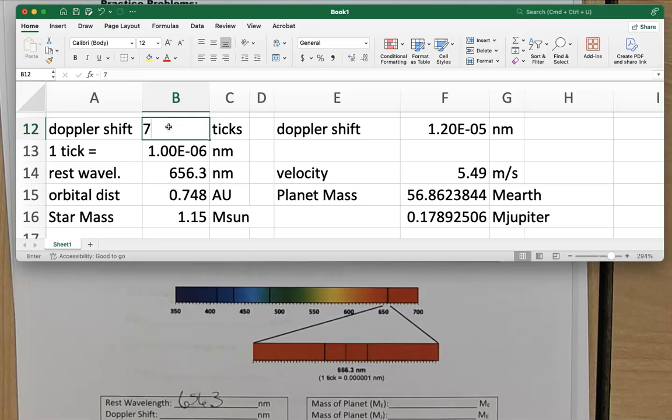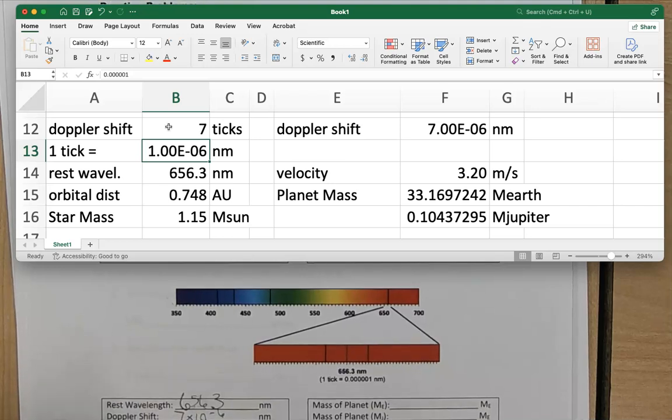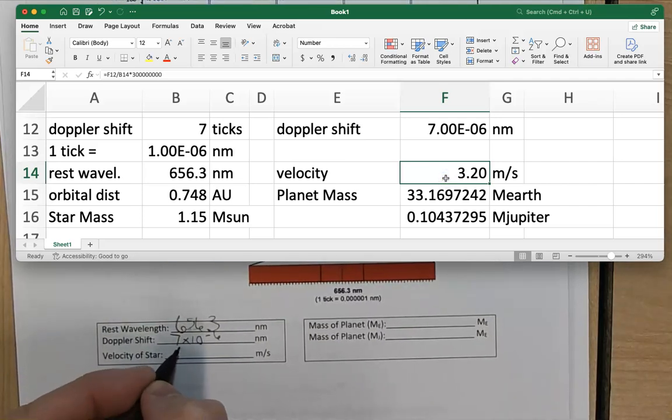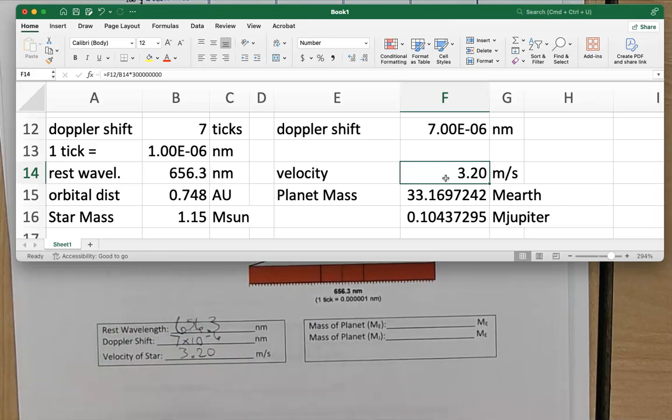Well, 7 tick marks means that it's 7 times 10 to the negative 6 nanometers. Guess we could have done that in our heads, but always good to have the calculator to confirm for us. Which means with this Doppler shift and this rest wavelength, the star must be moving at 3.20 meters per second.